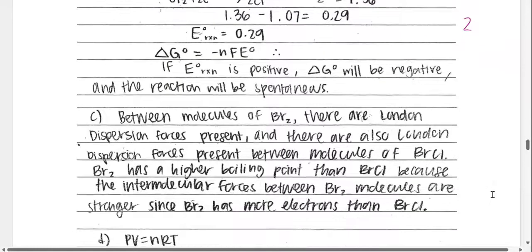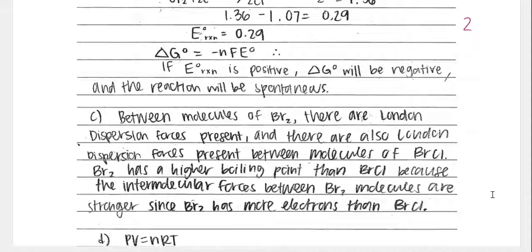So C, they say that between molecules of Br2, there are London dispersion forces present, and there are also London dispersion forces present between molecules of BrCl. Br2 has a higher boiling point than BrCl because the intermolecular forces between Br2 molecules are stronger since Br2 has more electrons than BrCl. Okay, so I think this part of the answer is good.